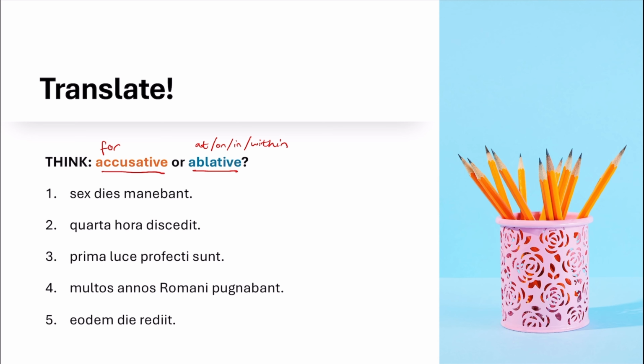So let's translate these together. So, sex dies manebant. They remained, or they were remaining technically, if you're going to look at your imperfect tense. They remained for 6 days. Accusative days, accusative plural. The number 6 does not decline, so that's nice and easy.